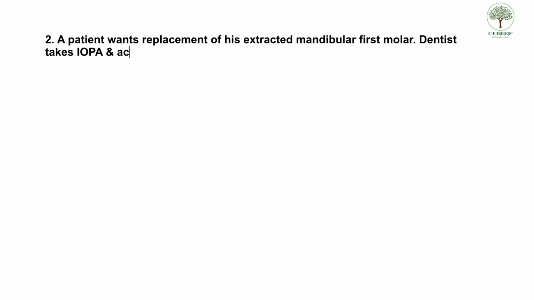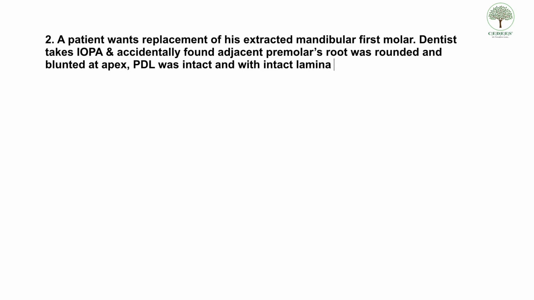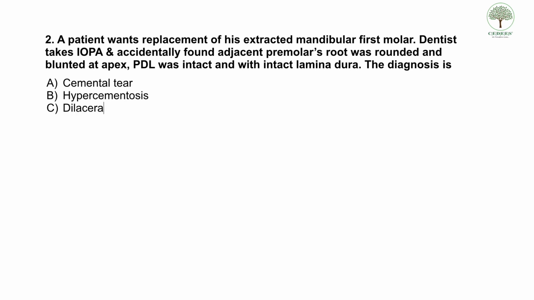Now, moving on to question number 2. A patient wants replacement of his extracted mandibular first molar. The dentist takes an IOPA and accidentally finds the adjacent premolar's root is rounded and blunted at the apex. Periodontal ligament was intact with lamina dura. The diagnosis is, and your options are option A, cemental tear, option B, hypercementosis, option C, dilaceration, and option D, cementoma. The correct answer here is option B, hypercementosis.